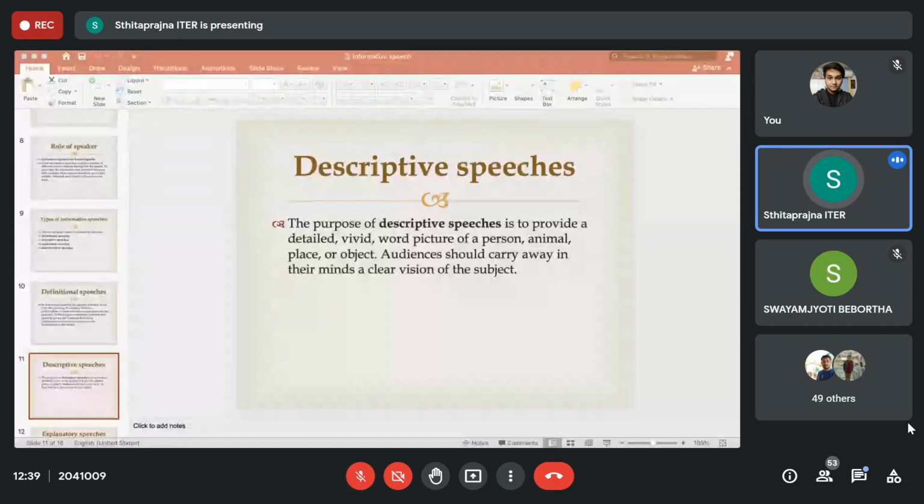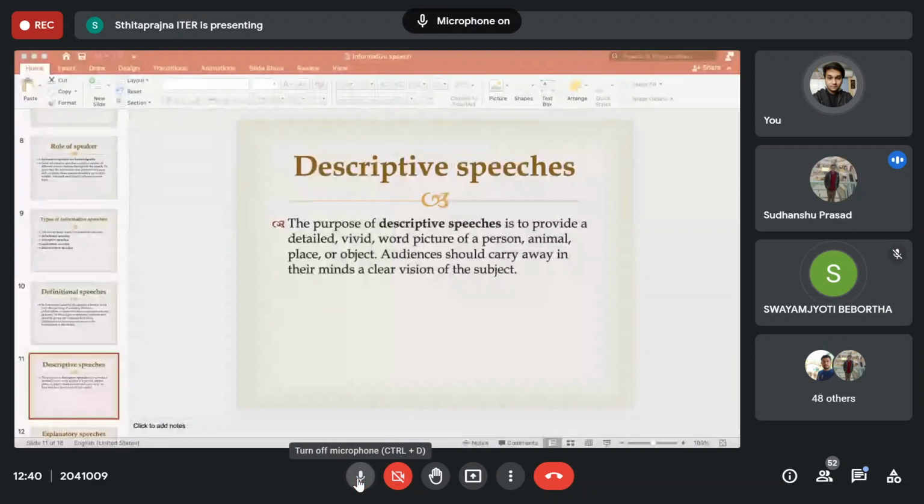Now descriptive. So this simplifies things for you. You know, you can decide on what exactly you can speak. You can either define a concept or a theory. So the descriptive speeches. Am I audible now, folks? Yes, ma'am.